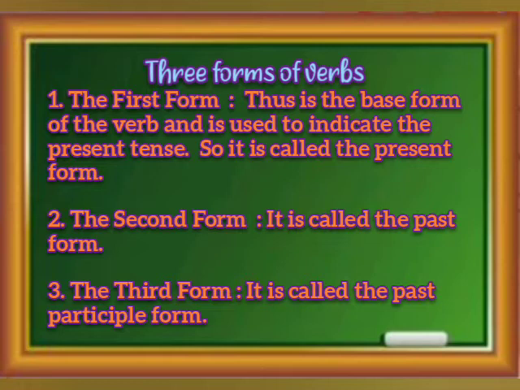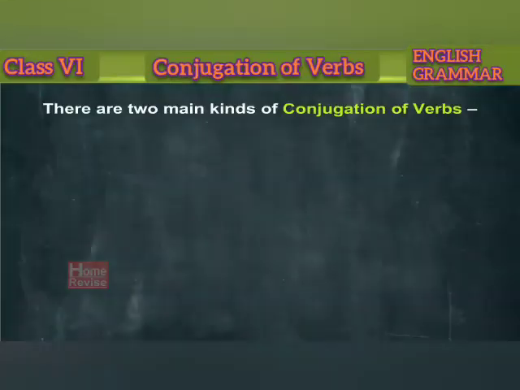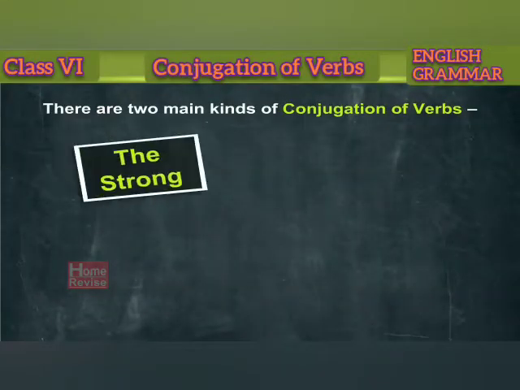In order to speak and write correct English, one must learn the three forms of the verbs that are commonly used. These forms of verbs are called conjugation. Let us learn the conjugation of verbs and their formation. There are two main kinds of conjugation of verbs, the strong and the weak.